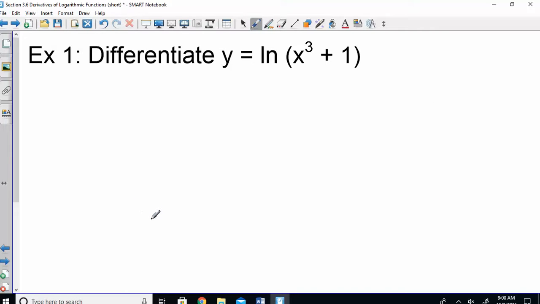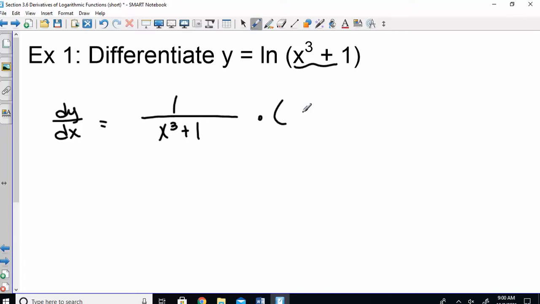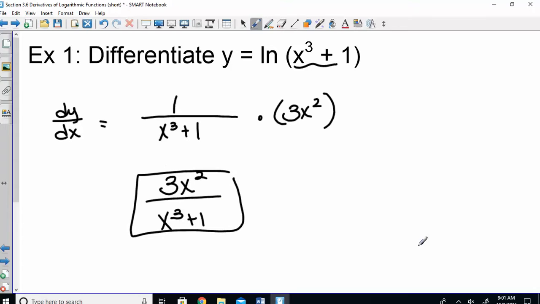So, if I ask you to do this derivative, we just had a theorem that said the derivative of a natural log is 1 over x, if it was the natural log of x. So it's 1 over the argument, which is x cubed plus 1. But we have to do our chain rule here. So times, what's the derivative of the inside? 3x squared. So our derivative is 3x squared over x cubed plus 1.